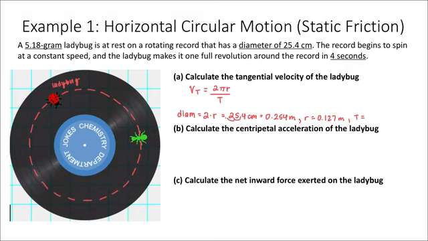Now, I was also given the time period, big T. And big T is 4 seconds because it takes 4 seconds to make one full revolution. If you were told how long it took to make 2 revolutions, you would just have to cut this time in half, right? It's the time to make 1 revolution.